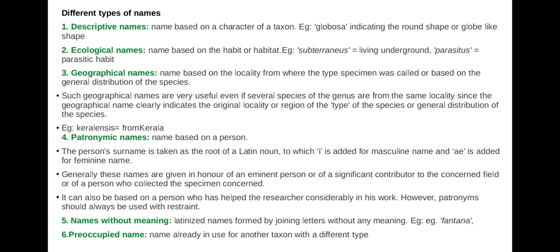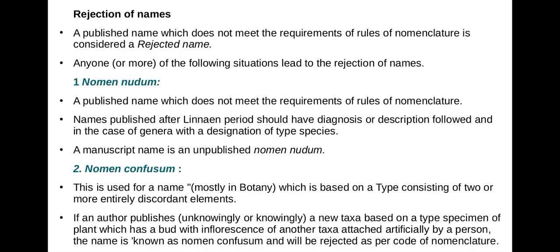Then names without meaning. Latinized names formed by joining letters without any meaning, like Fantana. Then preoccupied names: names already in use for another taxon with a different type. Then rejection of names. A published name which does not meet the requirements of the rules of nomenclature is considered a rejected name. Any one or more of the following situations lead to the rejection of names.